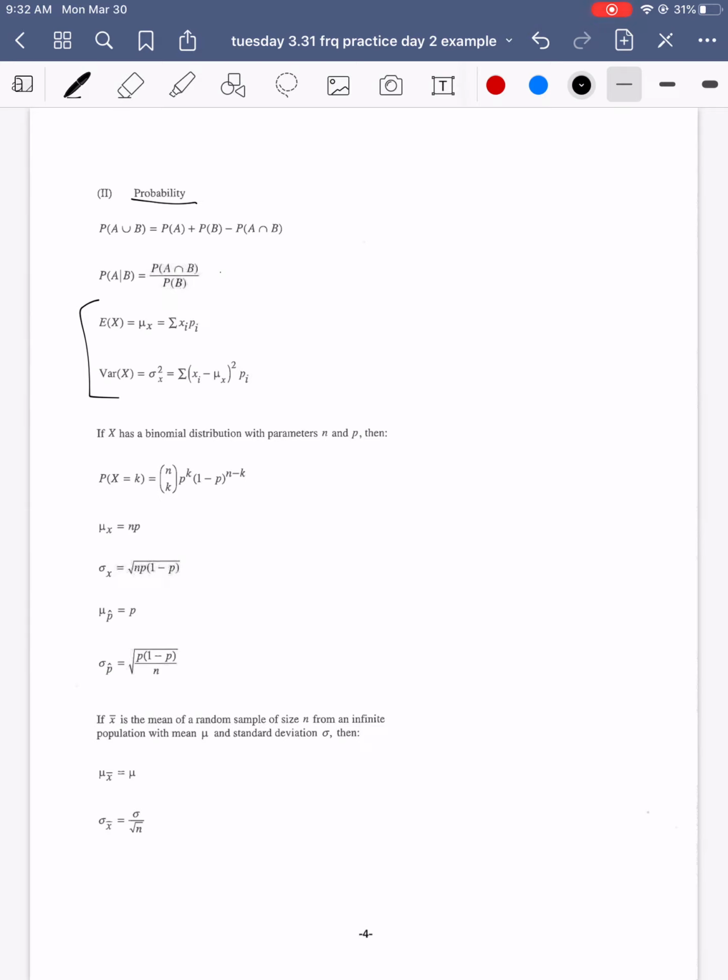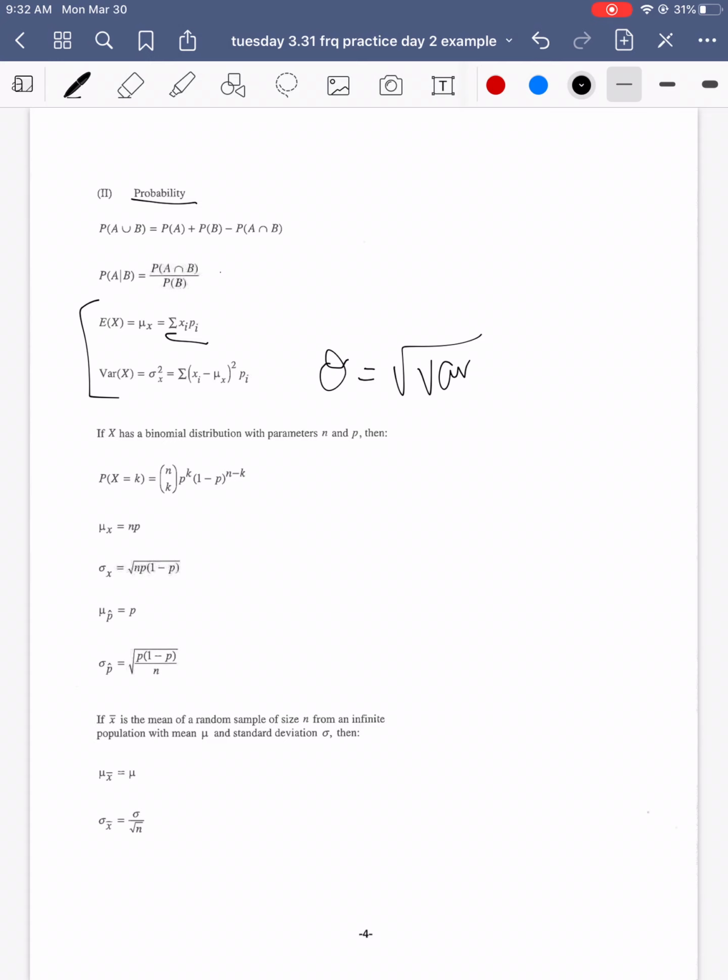Now, they don't give us the standard deviation formula, they give us the variance. So I need to make sure that I note that the standard deviation is going to be equal to the square root of my variance. So I'm going to have one extra step when I calculate. So let's go ahead and use these formulas.